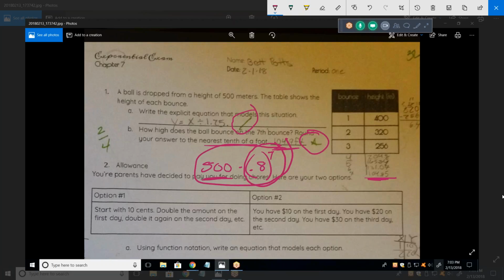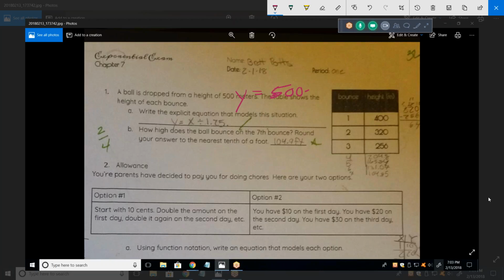Yeah, that's what I got. Okay, good. And the advantage of using this equation, y equals 500 times 0.8 to the x, is you could answer whatever bounce they want to ask you. Like I said, if they ask you the 77th bounce, it's going to be hard to do it that way, right? But you could certainly do it this way quite easily.